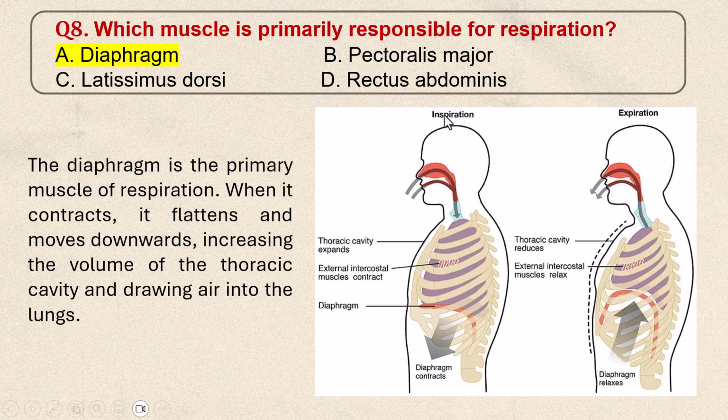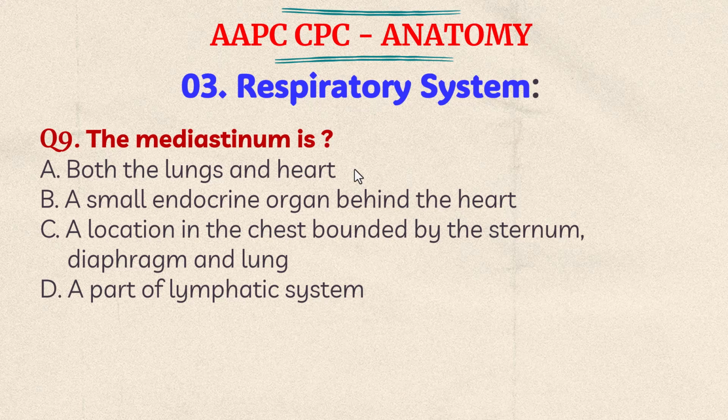Diaphragm. When you see the picture, during the inspiration, the diaphragm contracts and goes down. During the expiration, the diaphragm relaxes and goes up. So the diaphragm is the primary muscle of respiration. When it contracts, it flattens and moves downwards, increasing the volume of the thoracic cavity and drawing air into the lungs.